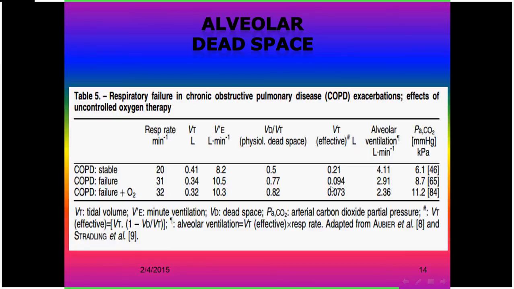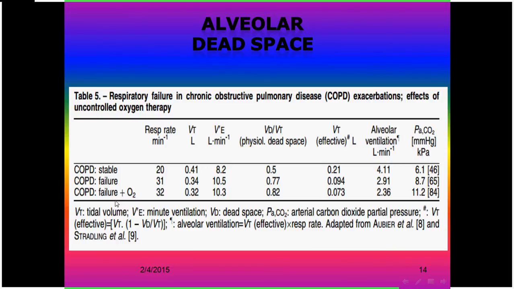That's why, when you take 94 ml but multiply it by this rate of 31, the alveolar minute volume, which is responsible for the gas exchange, dropped to 50%, about 2.9 liters. That's why the patient developed a dramatic increase in the partial pressure of carbon dioxide. So from this point, you will see that the patient is suffering from an increase in the alveolar dead space, and accordingly a decrease in the alveolar ventilation.